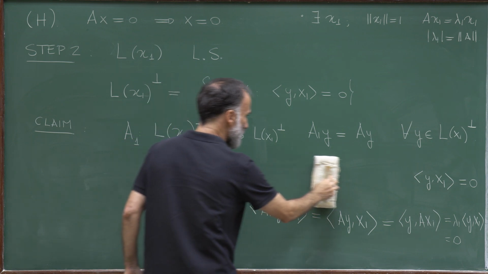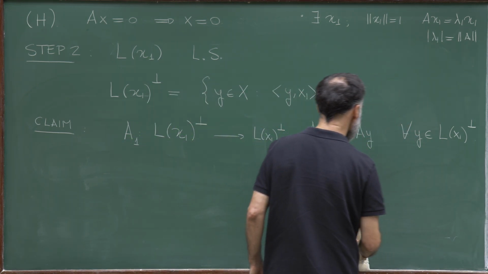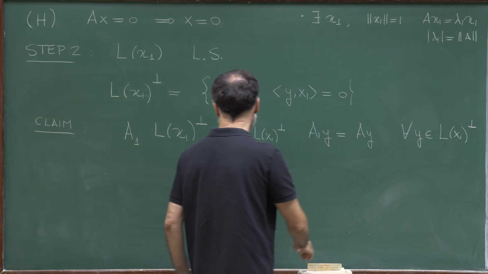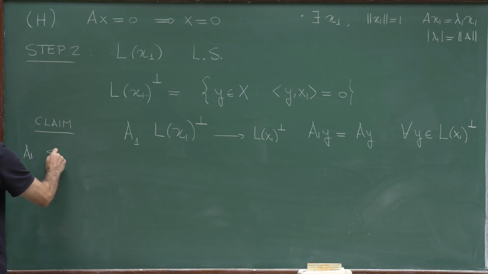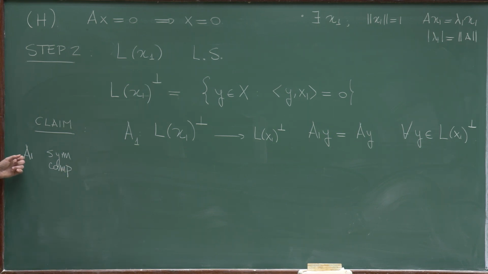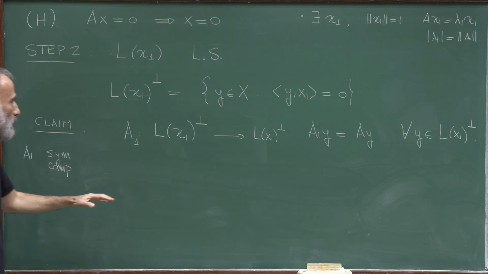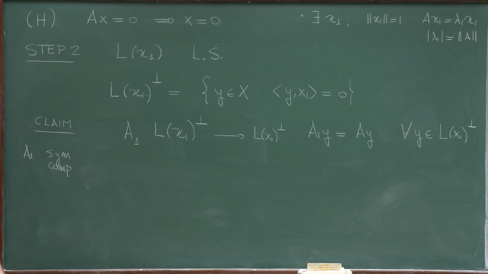And now I leave it to you to check that this operator A1 is symmetric and compact. And this follows from the fact that A is symmetric and compact. That's a two-line proof, so I leave it to you. And what I want to show is that this condition is satisfied.